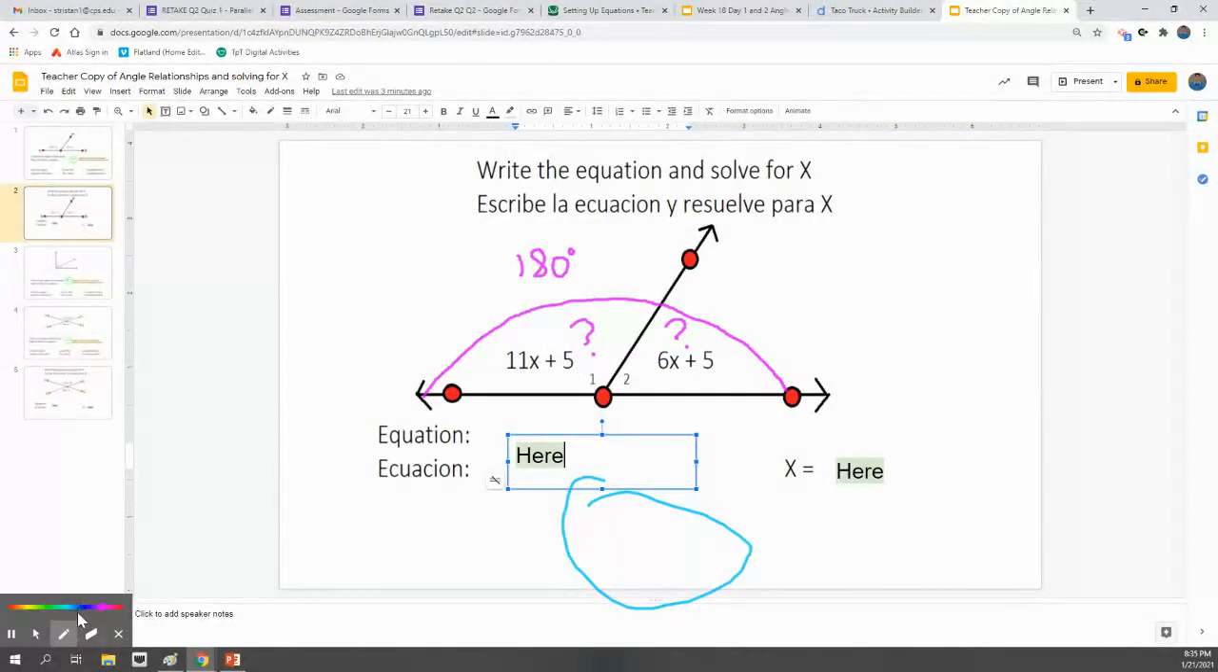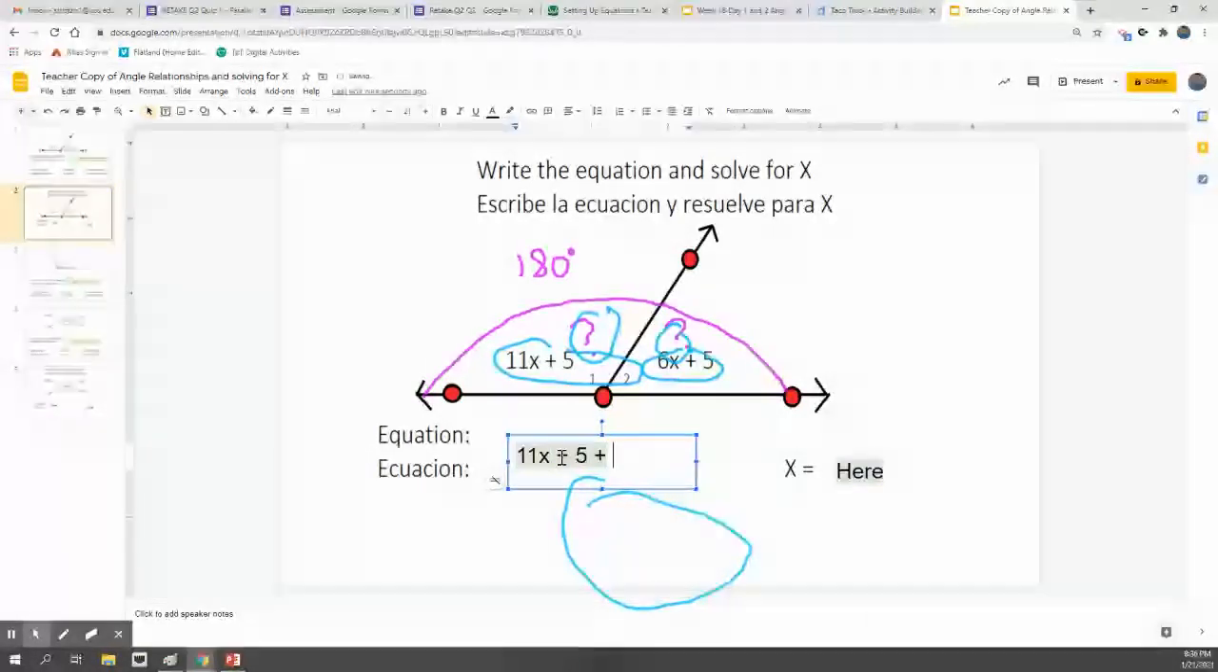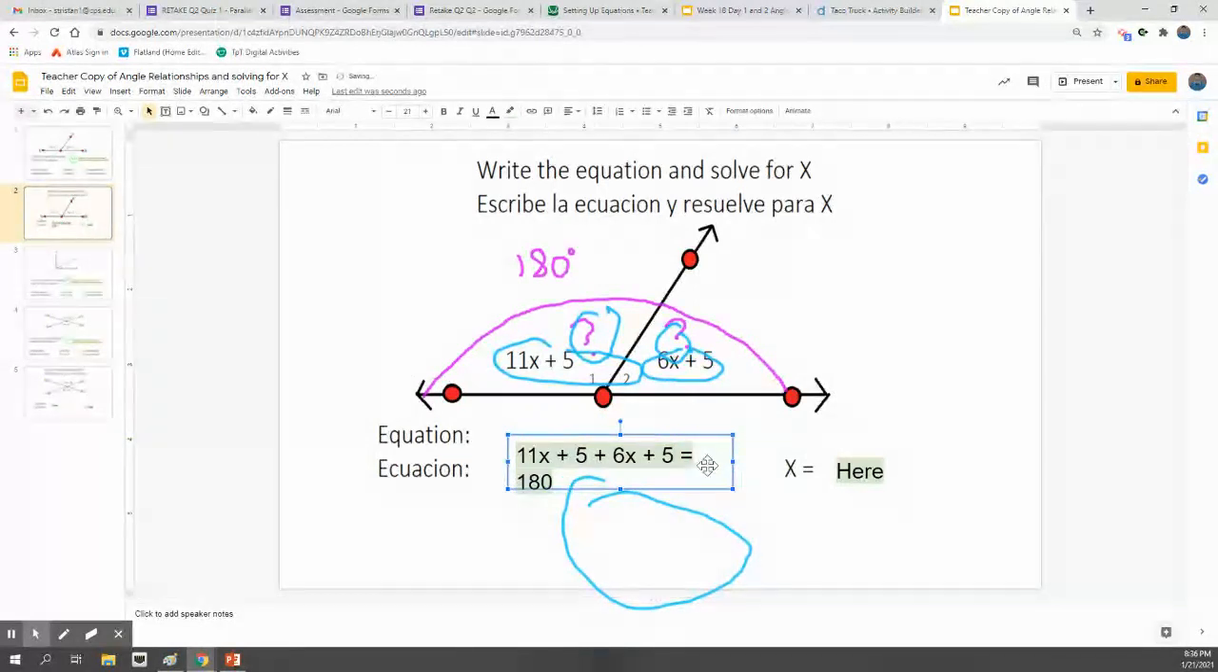But what we do know, and this goes for everything, is that when we combine this and this, our equation is going to be equal to 180 degrees. So our equation just has to show that. To do that, we do 11x plus 5 plus 6x plus 5, and we set that equal to 180 degrees. Now we are ready to solve for x.